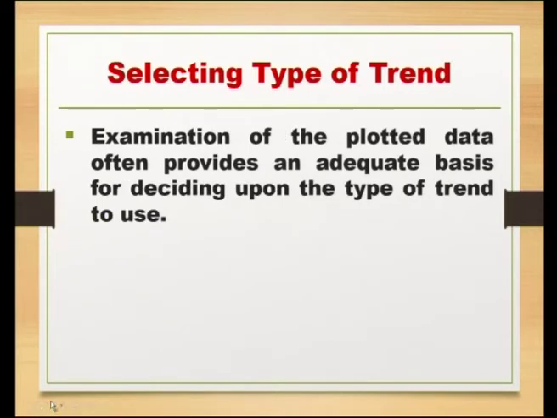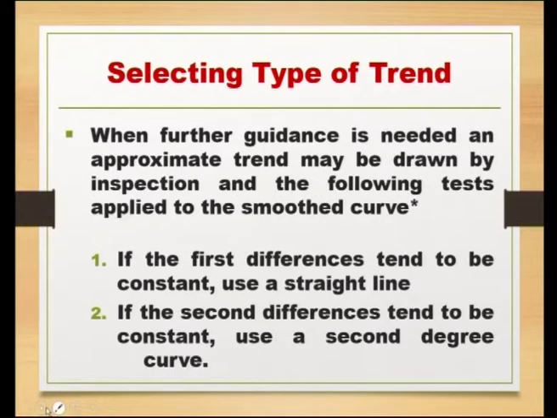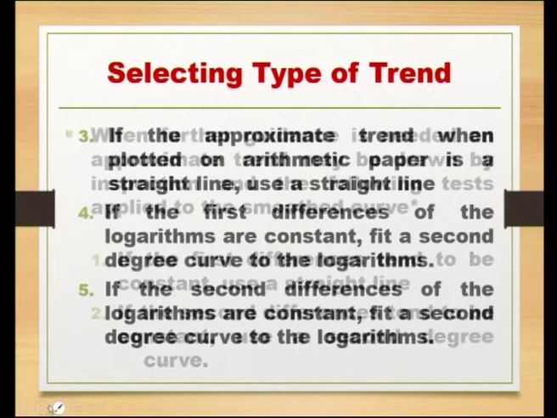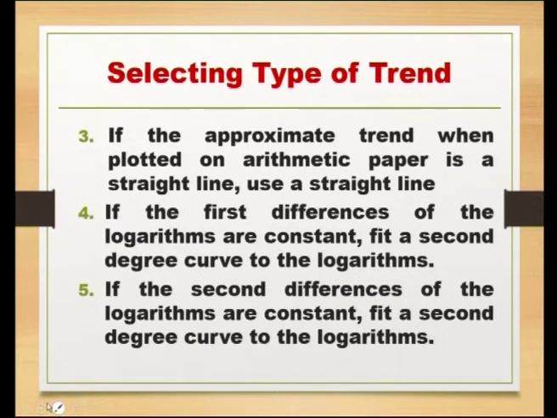Examination of the plotted data often provides an adequate basis for deciding upon the type of trend we use. When further guidance is needed, an approximate trend may be drawn by inspection and the following tests applied to the smoothed curve. If the first differences tend to be constant, use a straight line. If the second differences tend to be constant, a second degree parabola, second degree curve, has to be used. If the approximate trend when plotted on arithmetic paper is a straight line, use a straight line. If the first differences of the logarithms are constant, fit a straight line to the logarithms. If the second differences of the logarithms are constant, fit a second degree curve to the logarithms.